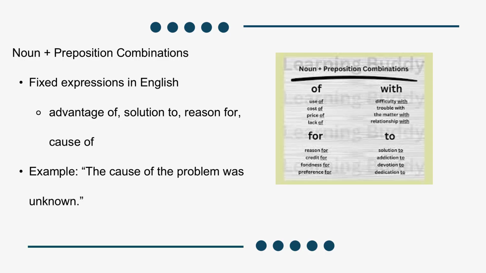Noun plus preposition combinations. Let's now look at noun and preposition combinations. These are fixed expressions commonly used in English. Examples include advantage of, solution to, reason for, cause of. For example, the cause of the problem was unknown. Using the right pair makes your sentence sound natural.